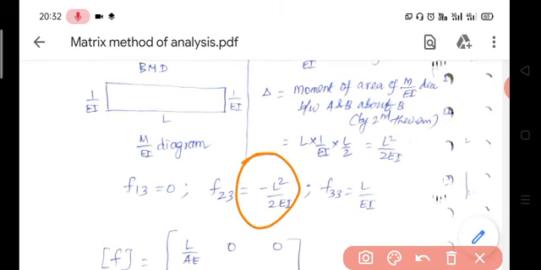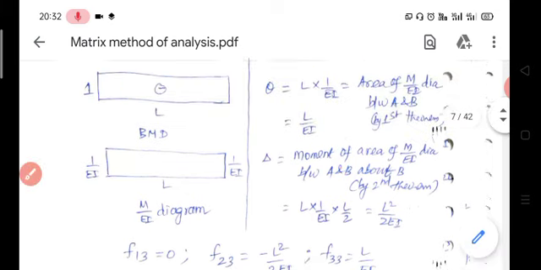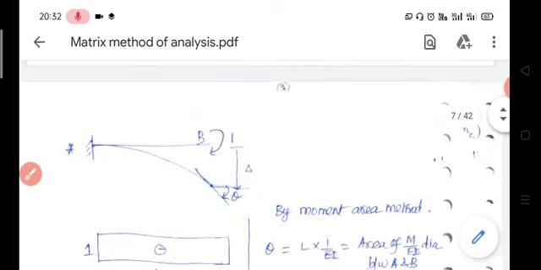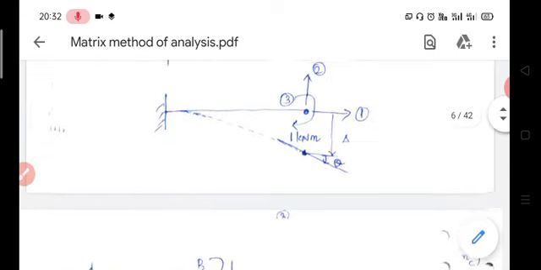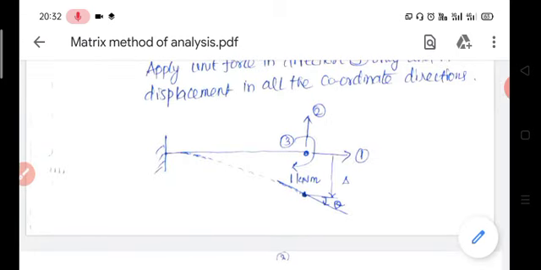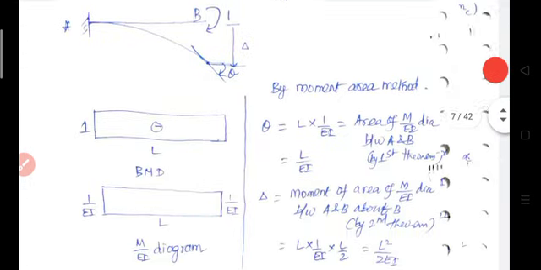Then F33 is the displacement in the direction of 3 due to unit force in the direction of 3, which is the rotation. The third coordinate is the moment, so the corresponding displacement is the rotation, which is equal to L by EI. The direction of both the third coordinate and the rotation is the same: the third coordinate is a clockwise moment, and the rotation is also clockwise. Therefore it is taken as positive.